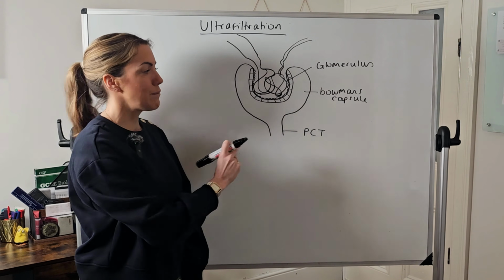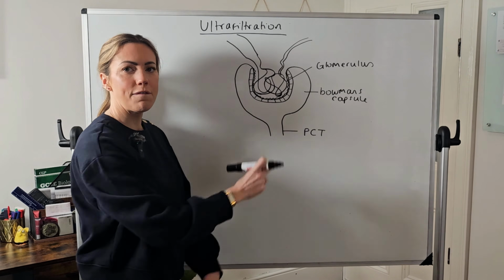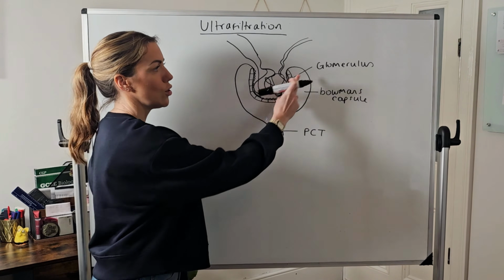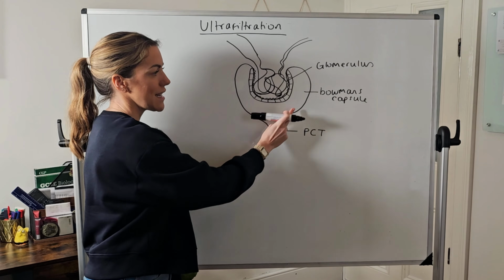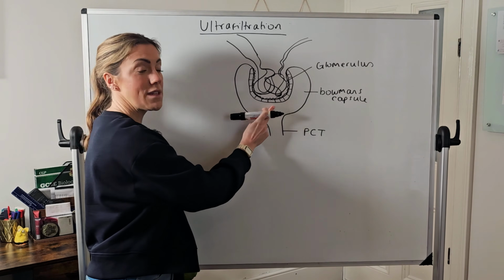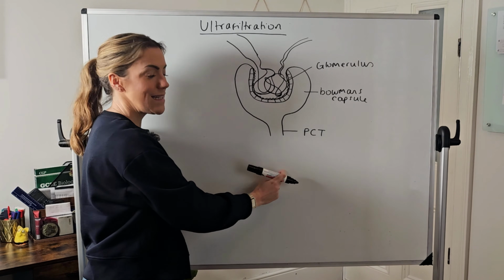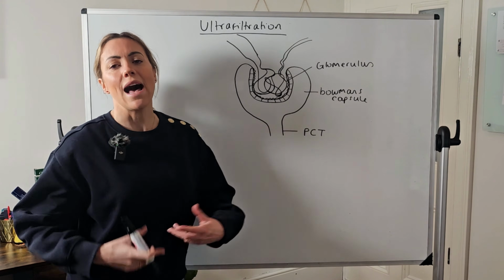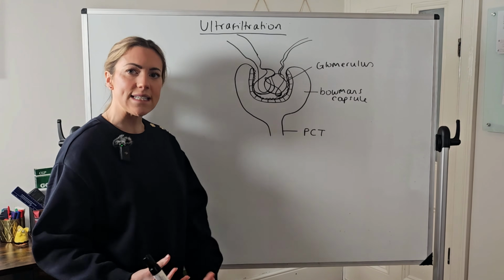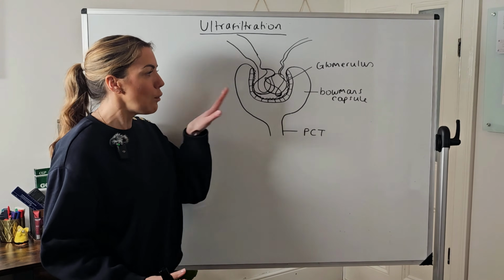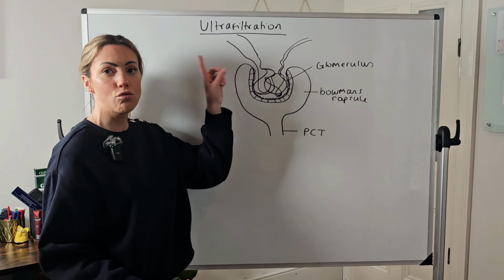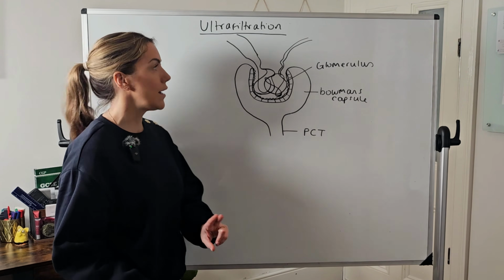And in the Bowman's capsule, you've got that knot of small blood vessels or capillaries called the glomerulus. And obviously, once we form that filtrate in the Bowman's capsule, it's going to move down into the proximal convoluted tubule and then into the loop of Henle, the DCT, and the collecting duct. But what's happening in here is called ultrafiltration. So how does it work?